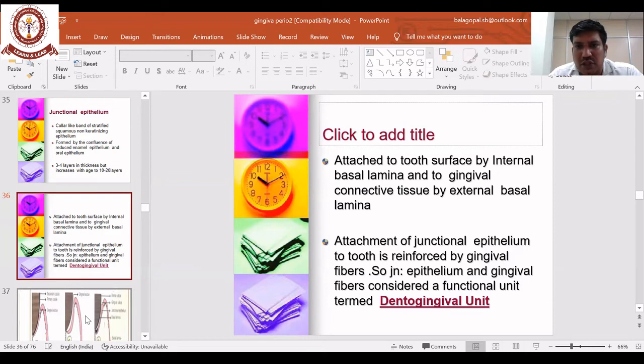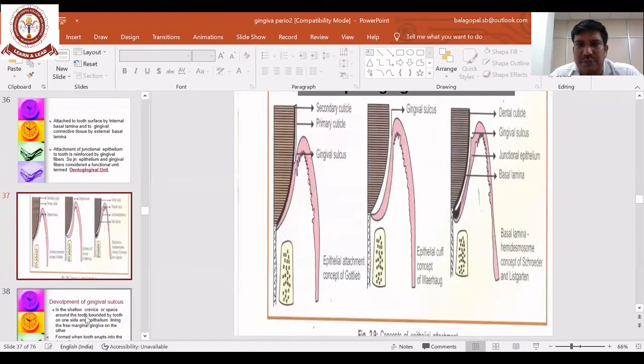Attachment of the junctional epithelium to the tooth is reinforced by the gingival fibers. So the junctional epithelium and the gingival fibers are considered a functional unit called the dentogingival unit. The dentogingival unit is thus a combination of the junctional epithelium and the gingival fibers. We have seen the various types of epithelium.